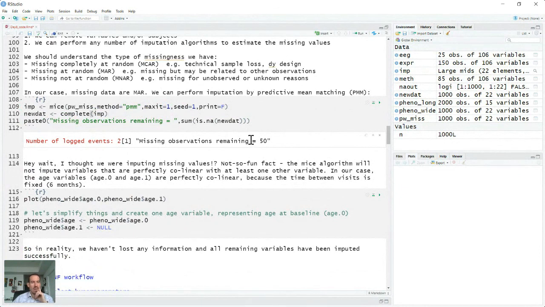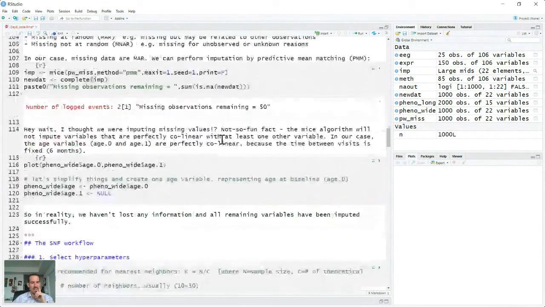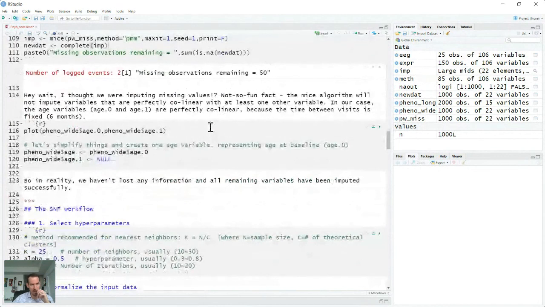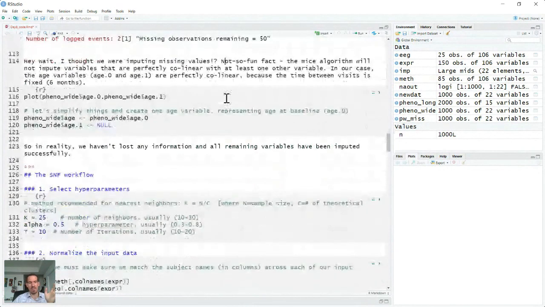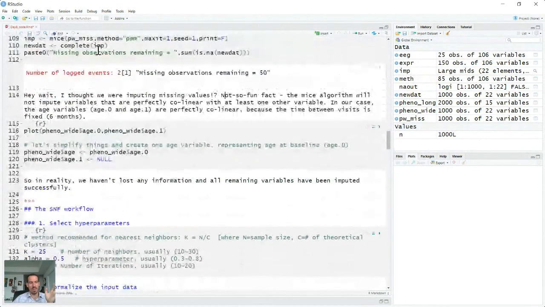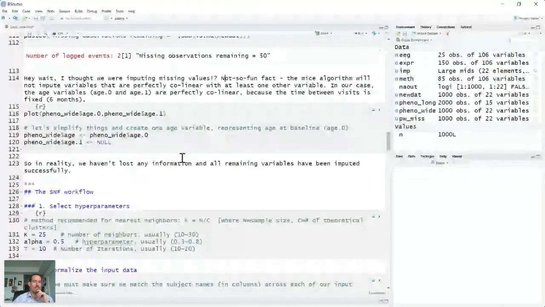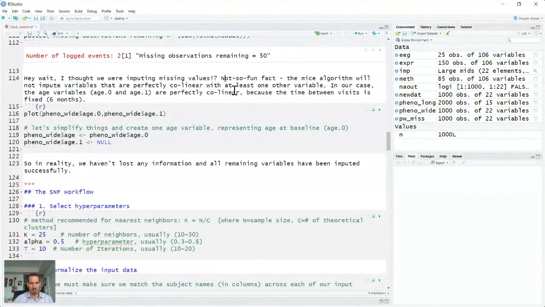Now, it did spit out an error which said number of logged events, missing observations remaining equals 50. And so we're going to be like, whoa, I thought we were imputing data. I'm going to jump through this because this is just a quirk of this imputation algorithm. The algorithm won't impute variables that are completely collinear with one other variable. By collinear, I mean they're perfectly correlated. They're perfectly informative of the other.